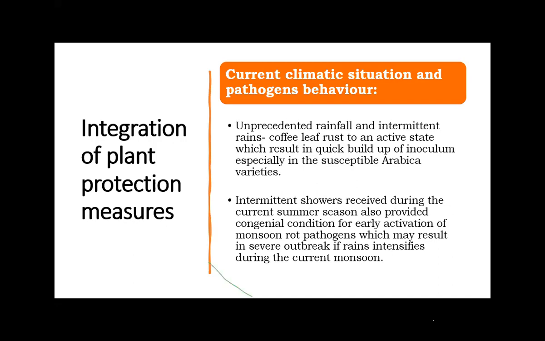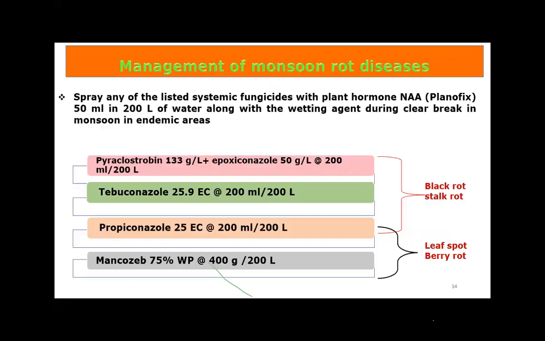And then, of course, intermittent showers received during the current summer season also provided congenial conditions for early activation of monsoon rot pathogens, which may result in a severe outbreak if rain intensifies during the current season. So here, as we recommended in my previous slide for leaf rust also, pyraclostrobin and epoxyconazole for black rot is also effective for leaf rust.